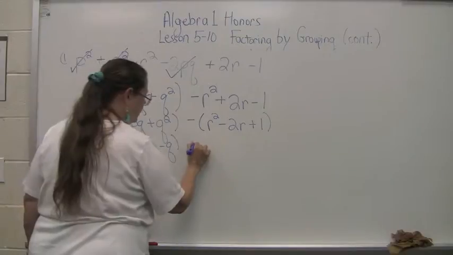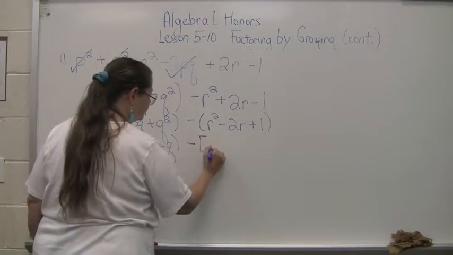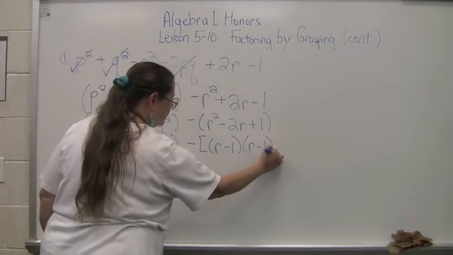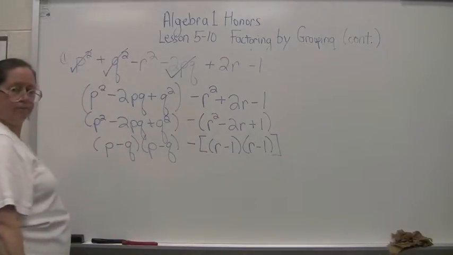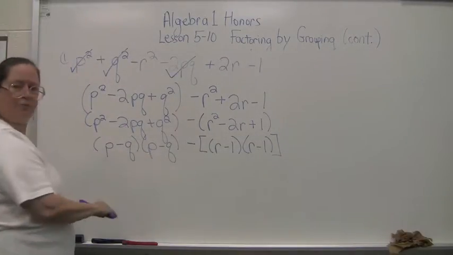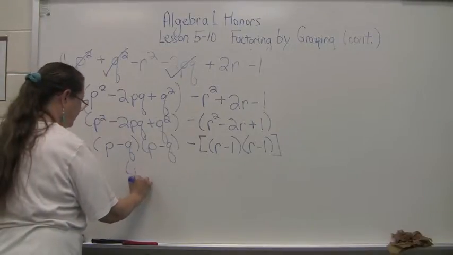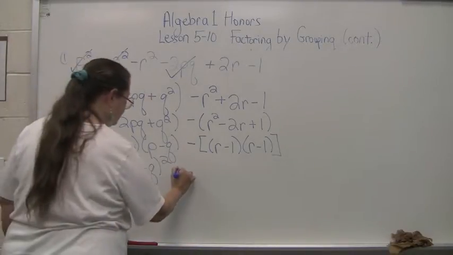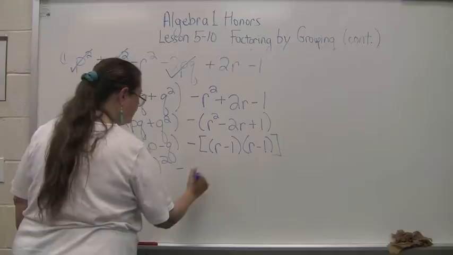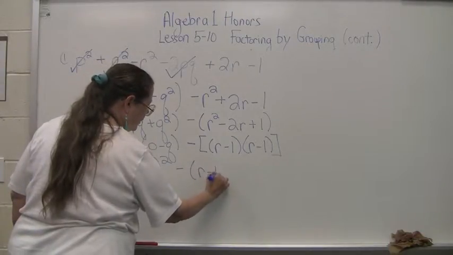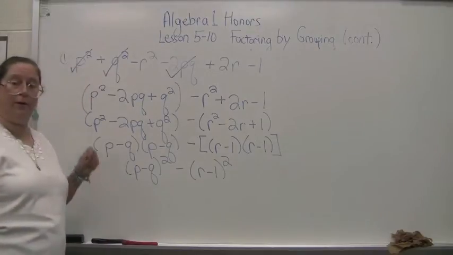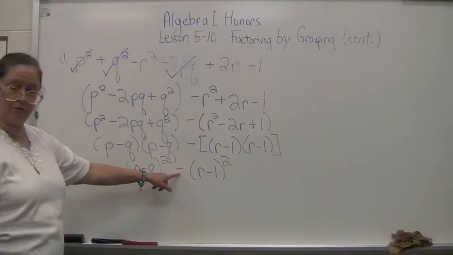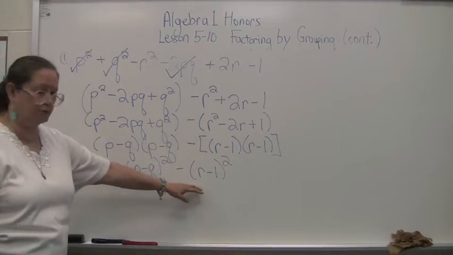And then over here we get, this factors into r minus 1 times r minus 1. Okay. So p minus q times p minus q is p minus q squared minus r minus 1 times r minus 1 is r minus 1 squared. Now we have one more step. We can't stop here, because now we have the difference of two perfect squares.